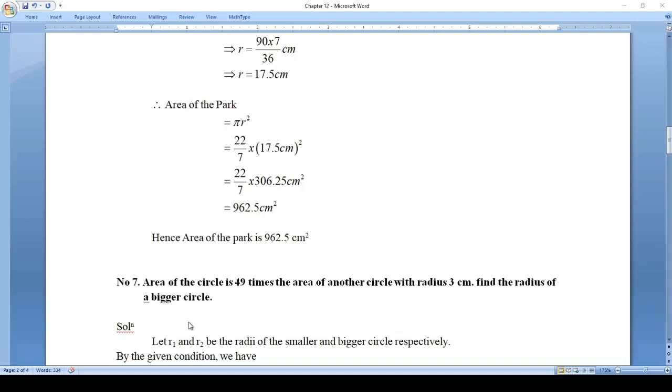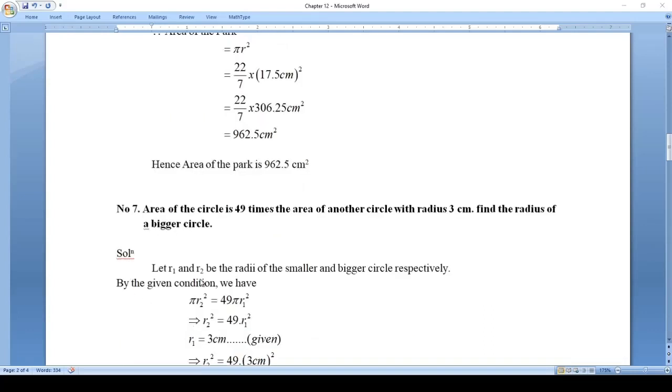Okay. Now solution for this: let r1 and r2 be the radii of the smaller circle and the bigger circle respectively. Mean r1 should be smaller, r2 should be bigger. By the given condition, we have the area of big circle, pi r2 square, r2 is for bigger circle, is 49 times pi r1 square.